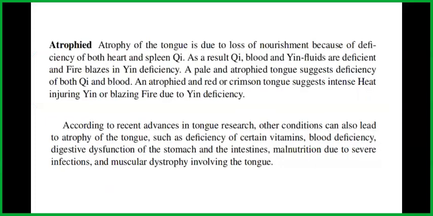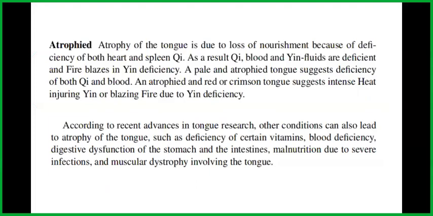Atrophy of the tongue is due to loss of nourishment because of deficiency of both heart and spleen Qi. As a result, Qi, blood, and yin fluids are deficient and fire blazes in yin deficiency. A pale and atrophied tongue suggests deficiency of both Qi and blood. An atrophied and red or crimson tongue suggests intense heat, injuring yin, or blazing fire due to yin deficiency.